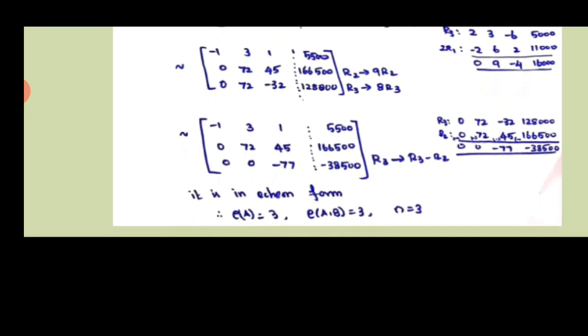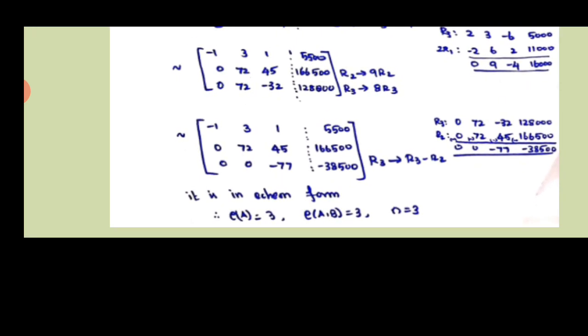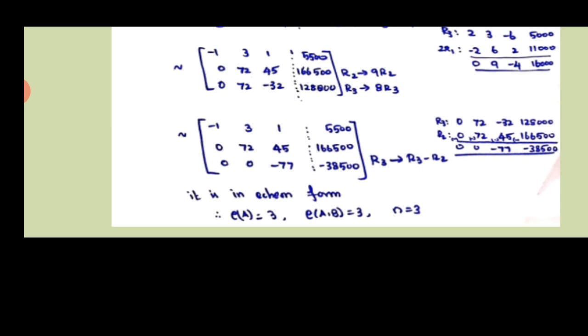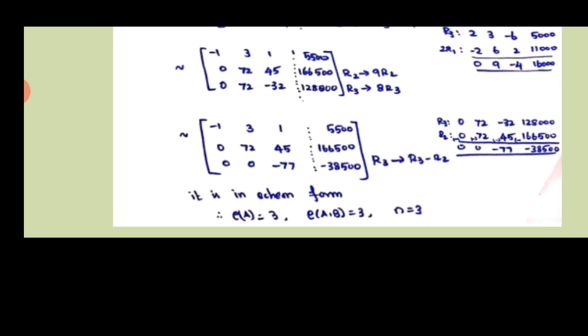And now you can see this one, and here still the third row second place is not 0, but now you can see in the third row second place is 72. Up to that, in the second row second place is also 72. So it is very easy. We can take the transformation R3 implies R3 minus R2.